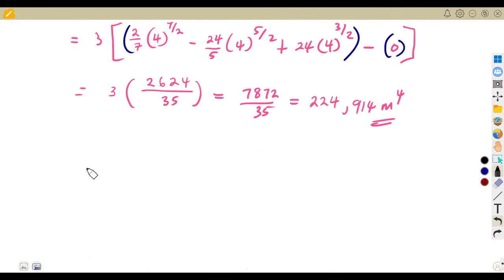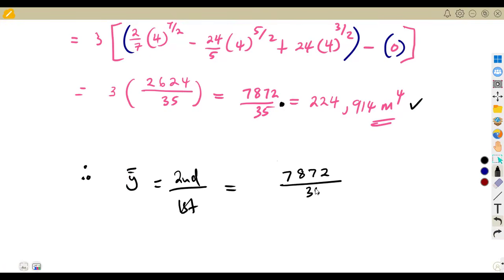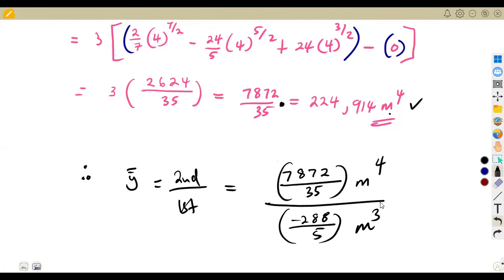Therefore, y second bar is, like I said, the second area moment over the first area moment. The second is this one that we just calculated. I'm just going to take this exact value. It's best to use exact values, but you can use a decimal, it's fine. 7872 over 35, these are meters to the exponent of 4, over the first area moment. Remember, it was negative 288 over 5, cubic meters.